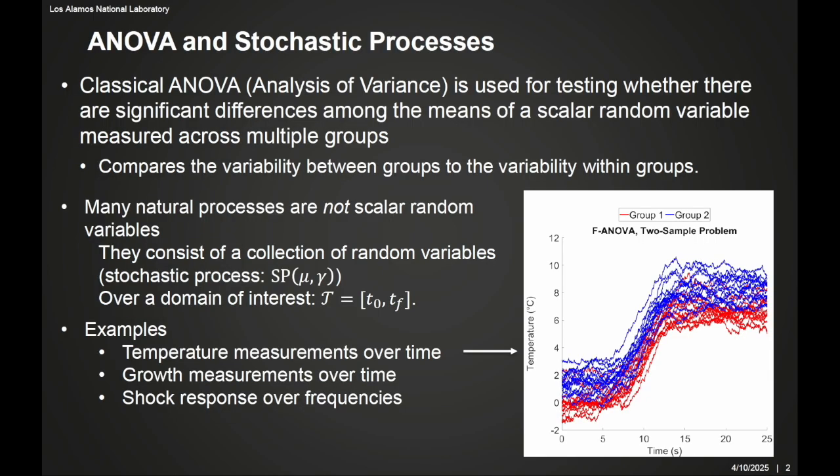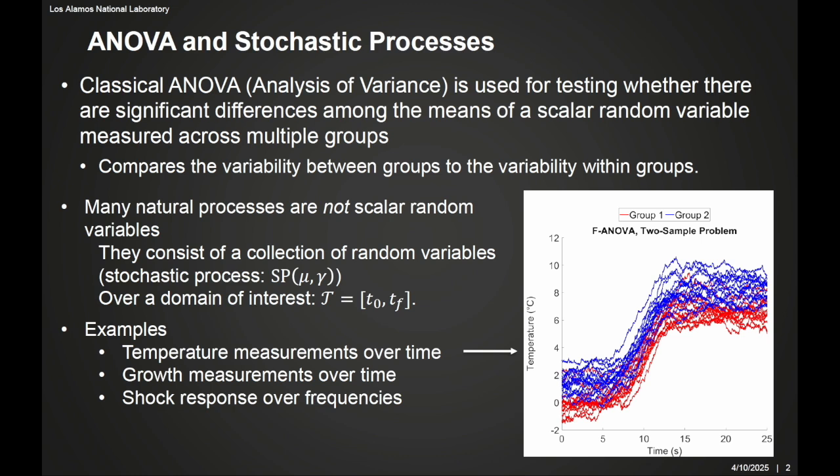So before going to functional analysis of variance, it's probably a good idea just to get a refresher on classical ANOVA, or classical analysis of variance, and some stochastic processes. So classical ANOVA is used to test whether there are significant differences between the means of scalar random variables measured across multiple groups or factors. It compares the variability between the groups to the variability within the groups.